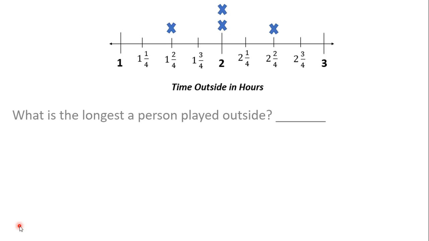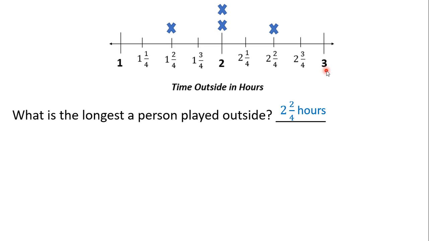Now that we've placed all of the points for all students, we can now answer the questions on the next slide. What is the longest a person played outside? So what we're going to do is look at our line plot at the top and look for the largest number that has at least one x above it. That would be 2 2/4. So that means the longest a person played outside for was 2 2/4 hours.